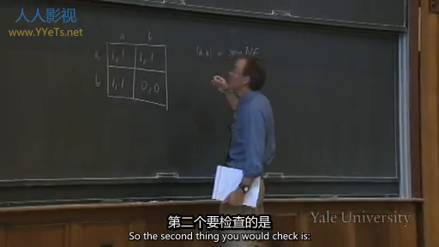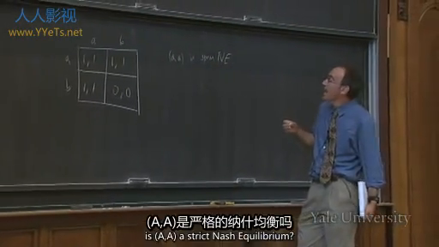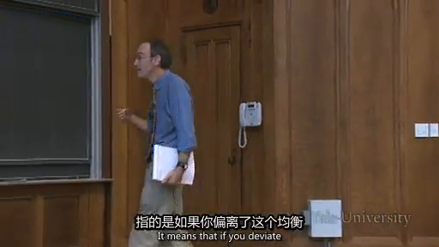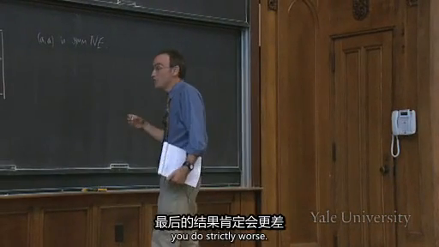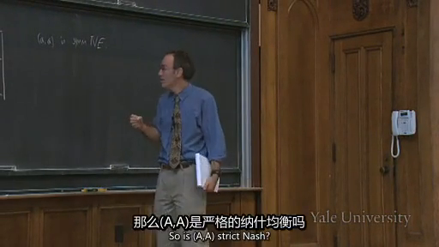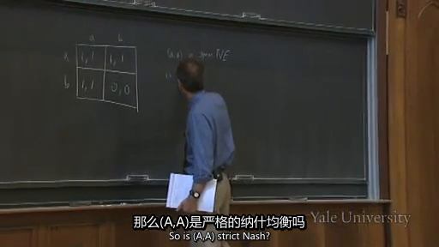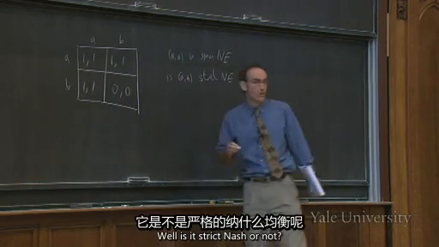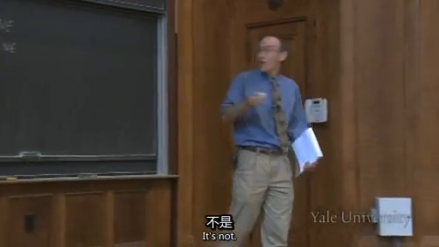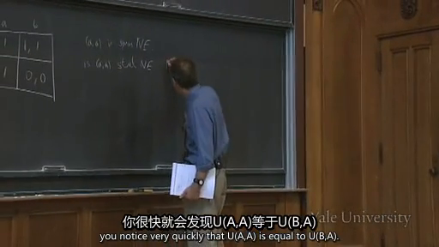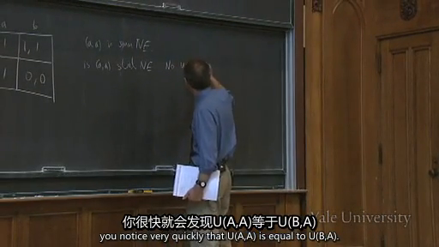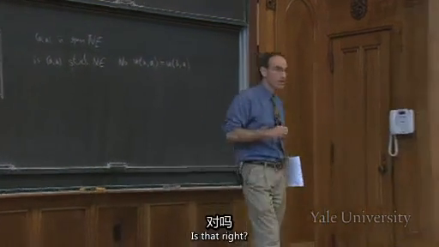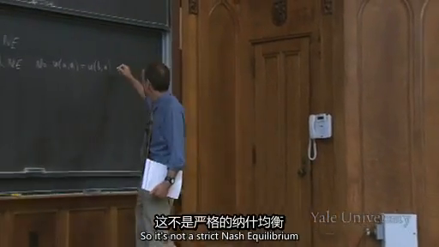So the second thing you would check is: is AA a strict Nash equilibrium? What does strict Nash equilibrium mean? It means that if you deviate, you do strictly worse. So is AA strict Nash? Well, it's not, right? If you deviate to B, you notice very quickly that UAA is equal to UBA. It's just a tie. Both of these get 1. So it's not a strict Nash equilibrium.